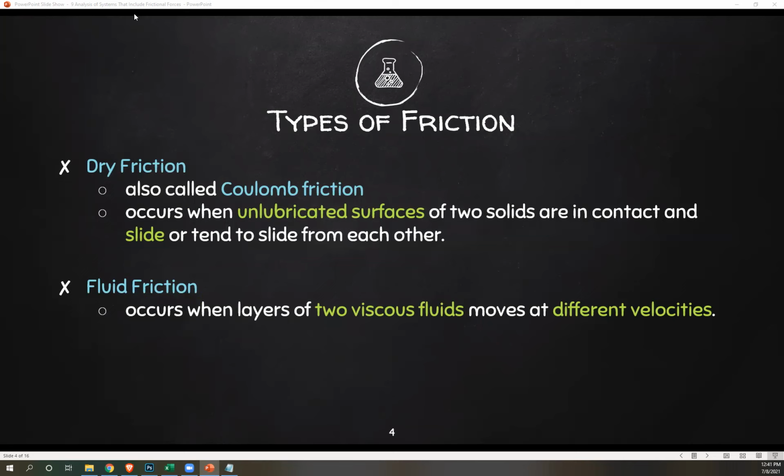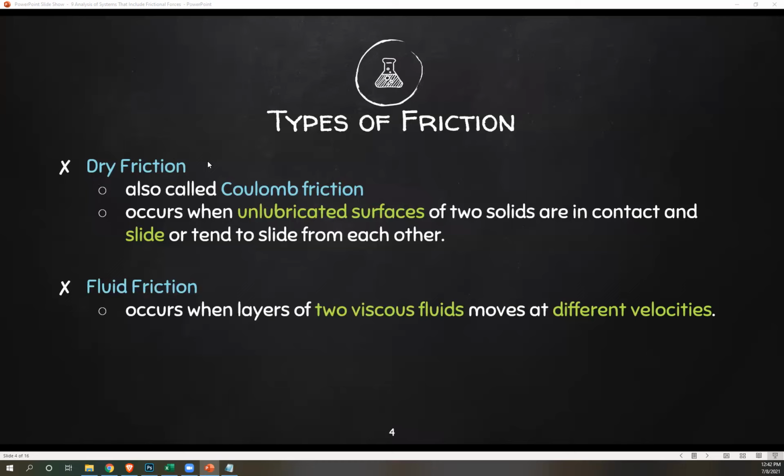Now, to further specify, we have these types of friction. First is your dry friction. It's also called your Coulomb friction. It occurs when unlubricated surfaces of two solids are in contact and slide or tend to slide from each other. Now, if lubricant separates the two surfaces, we have a different friction. The friction created is called lubricated friction. Okay, so there's a difference. For our discussion, we're only focusing on dry friction. So whenever we're talking about friction, this is the type that we're talking about.